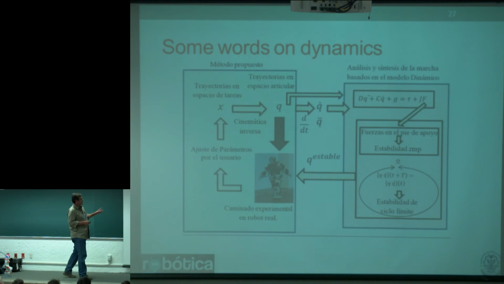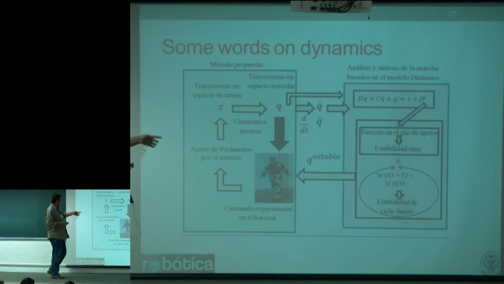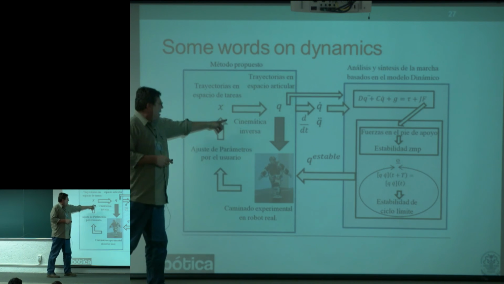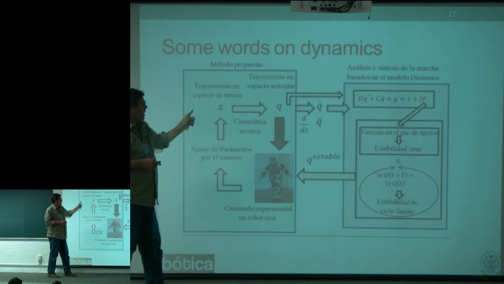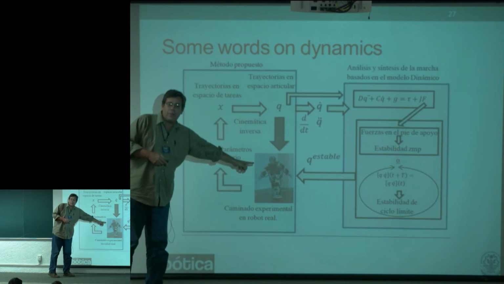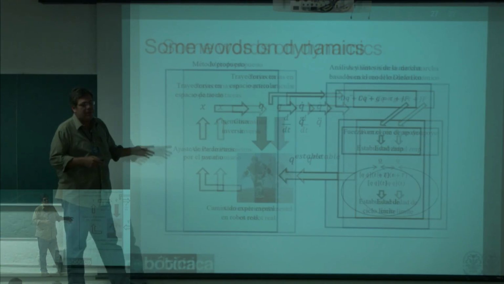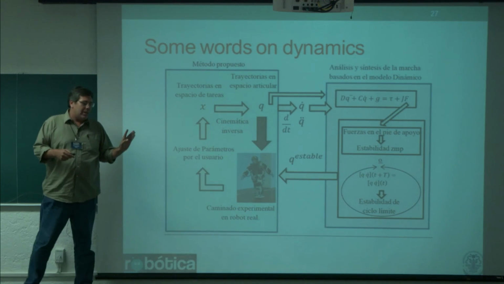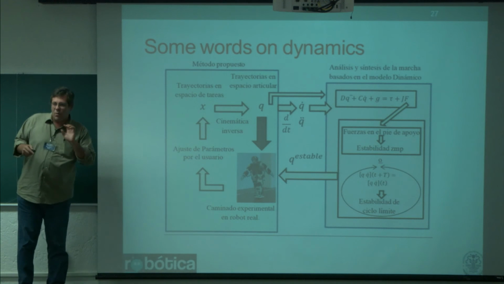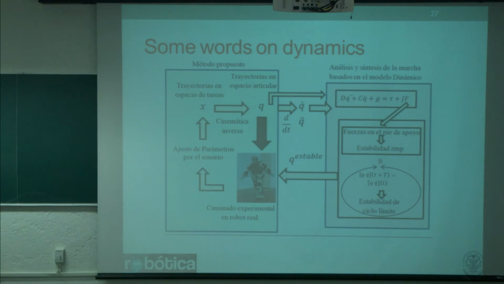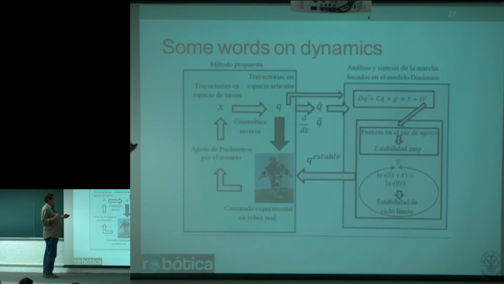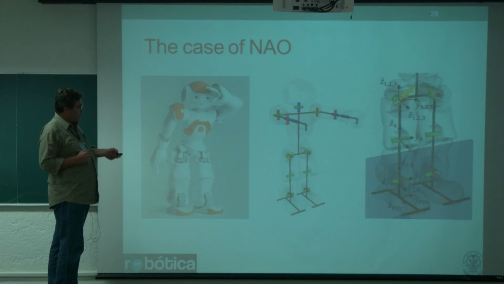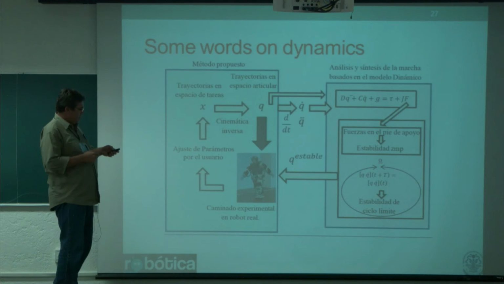Some words on dynamics. What we are proposing is to use only inverse kinematics to obtain the angles of each joint of the legs, and then pass them directly to the robot and check experimentally if it is stable or not. This is ad hoc for a small humanoid robot that you can manipulate with your own hand and make several tries in reality. But it is desirable for bigger humanoids to compute the dynamics.